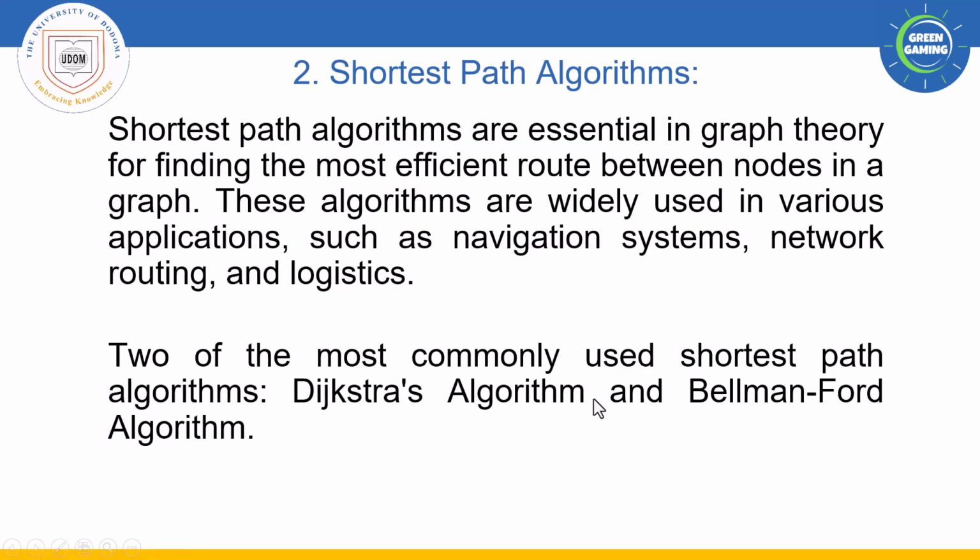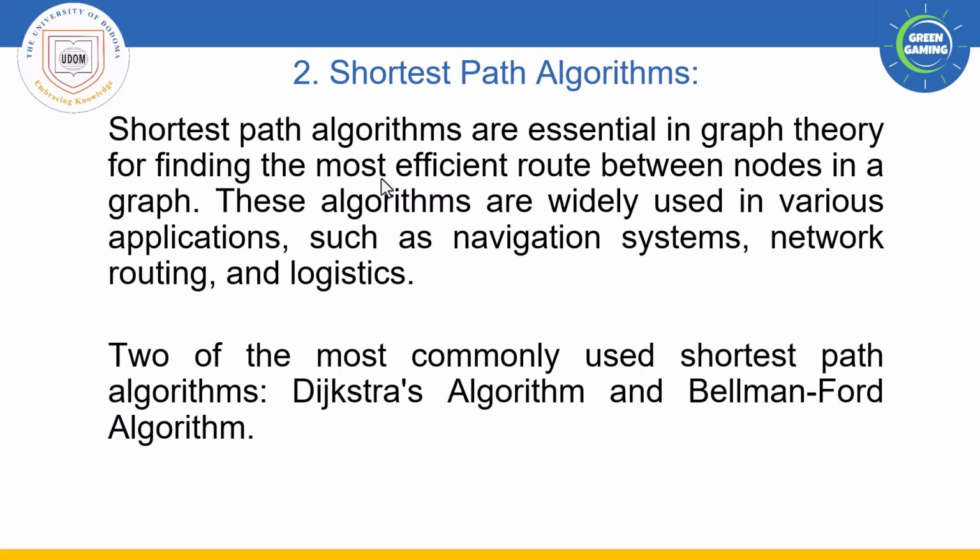Okay, so the second is a shortest path algorithm. Shortest path algorithms are essential in graph theory for finding the most efficient route between nodes in a graph, right? So if we want to find the efficient route between our nodes in a graph, we have different kinds of shortest path algorithms. These algorithms are widely used in various applications such as navigation systems, network routing, and logistics.